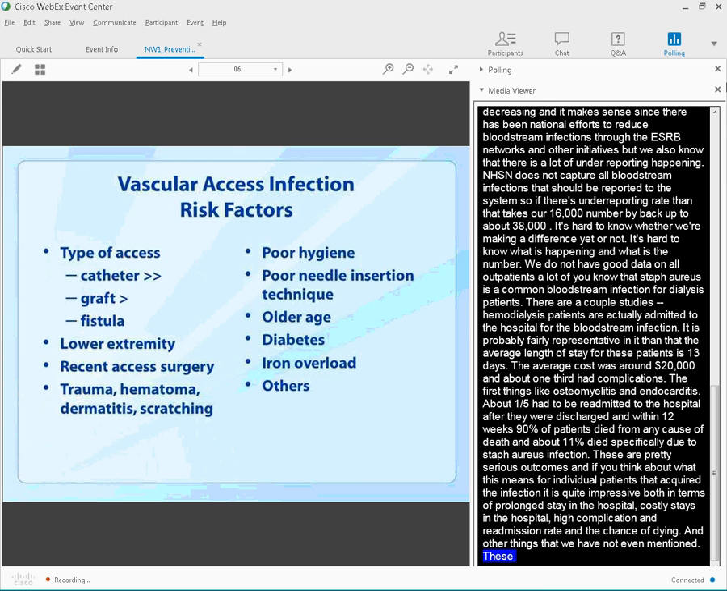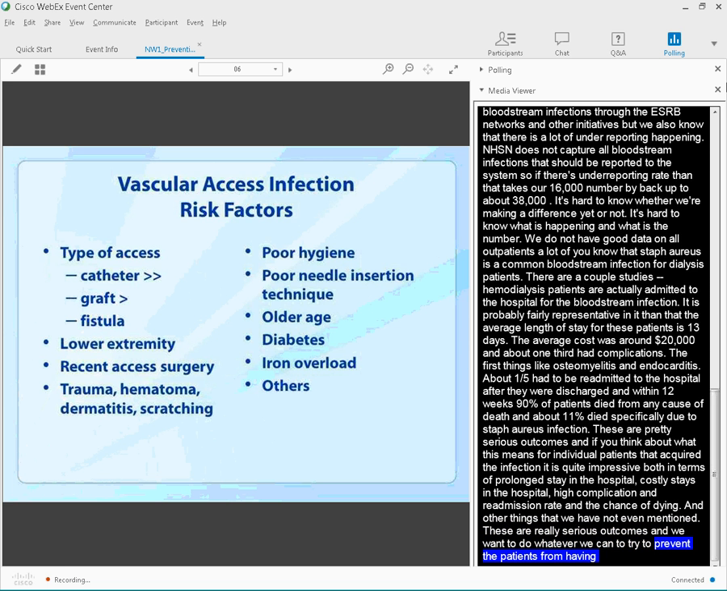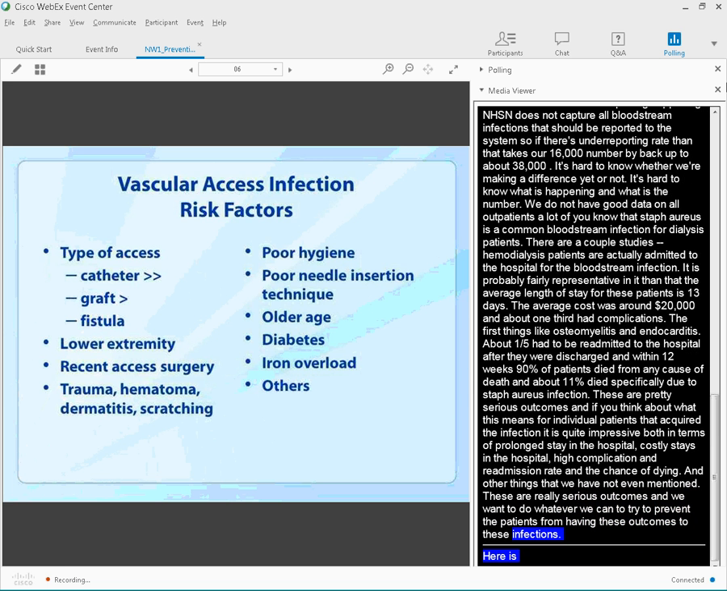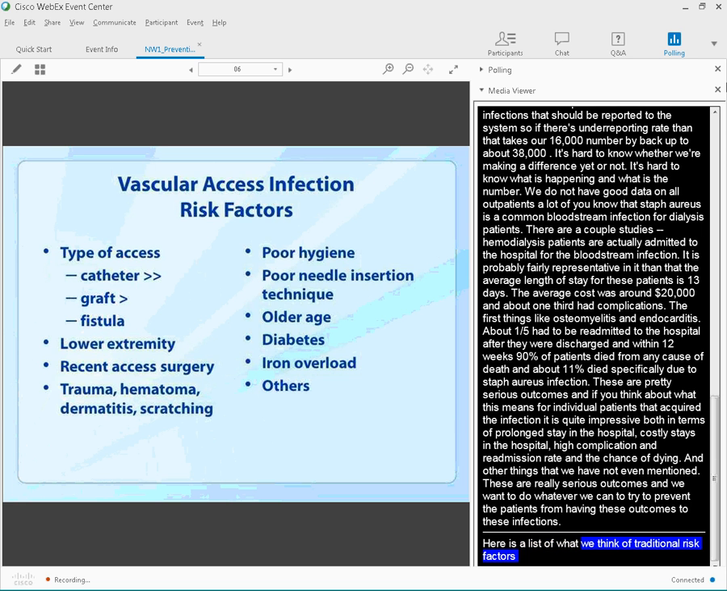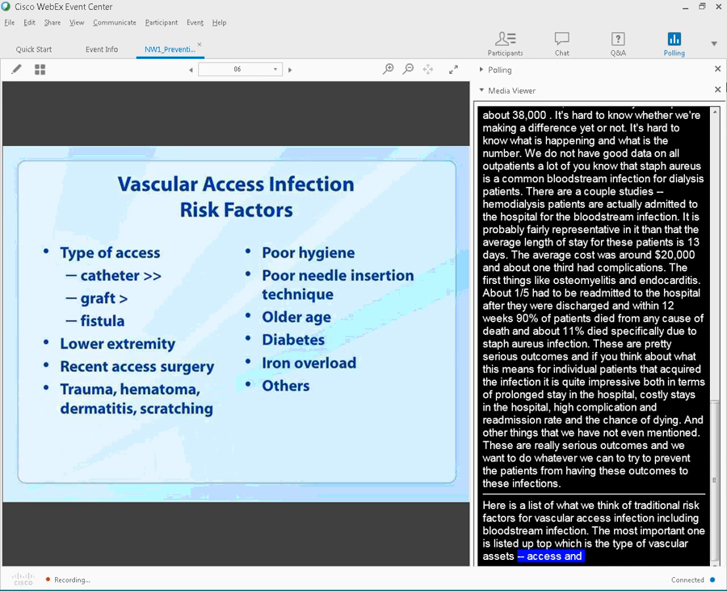So here's a list of what we think of as traditional risk factors for vascular access infection, including bloodstream infection. And I'm not going to go through all of them. The most important one is really listed at the top, which is the type of vascular access. And I think you all know that catheters have a much higher risk of vascular access infection, including BSI, compared to fistula grafts.